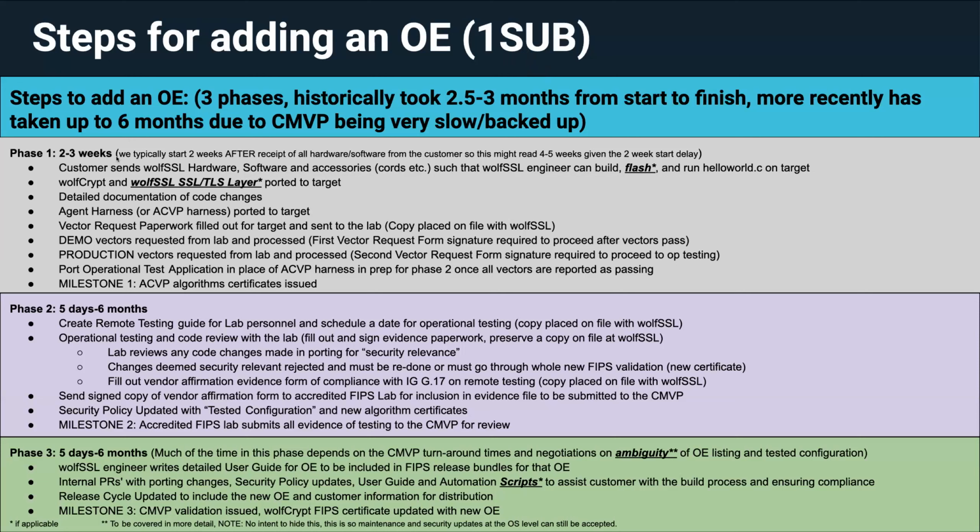And the steps to add an OE are you already have an existing FIPS certificate. Your module was certified on either one or multiple OEs, but you're adding a new one. We have to have physical hardware to test on. We need physical access to the CPU to be able to confirm that CPU with the FIPS lab. But other than that, it's pretty straightforward.